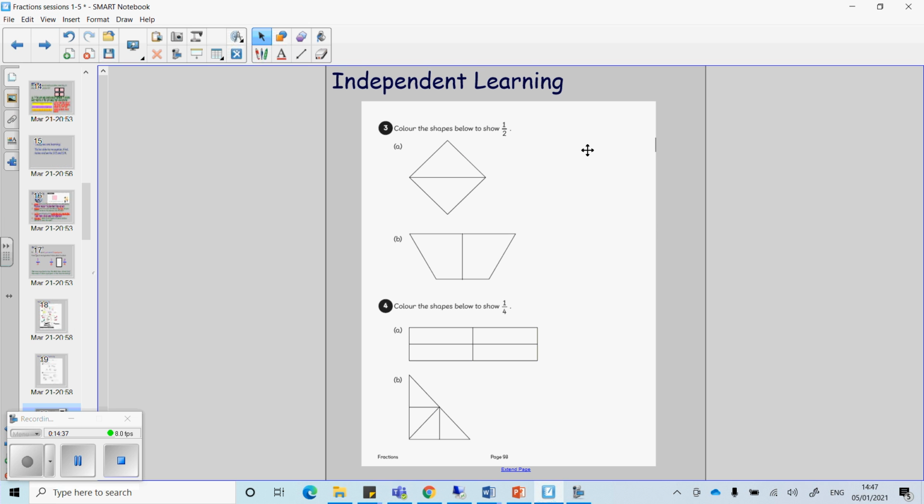On the second page today, it says colour. So you need to colour in. Colour the shapes below to show 1/2. 1 part out of 2 equal parts. And this says colour the shapes below to show 1/4. 1 part out of 4 equal parts.